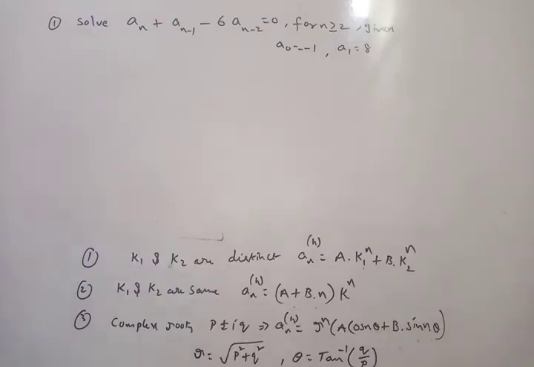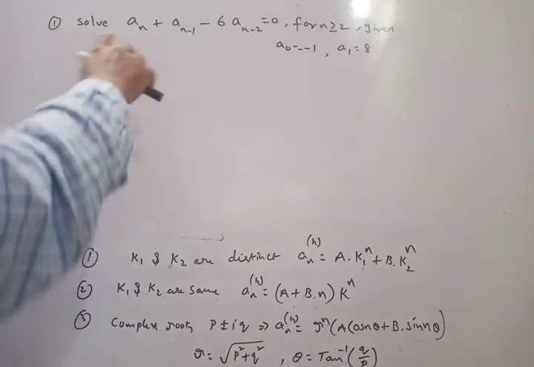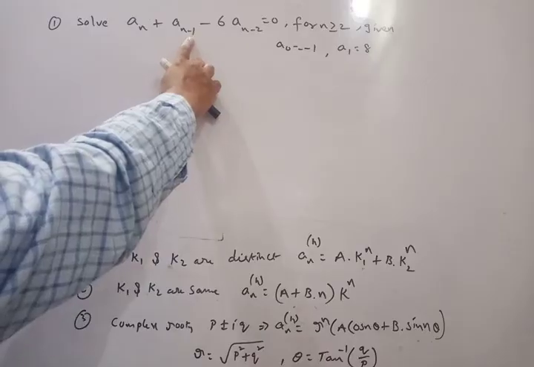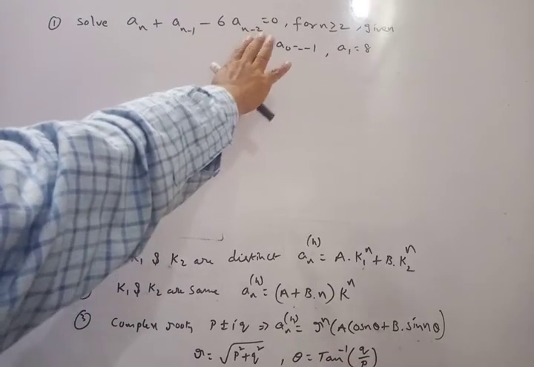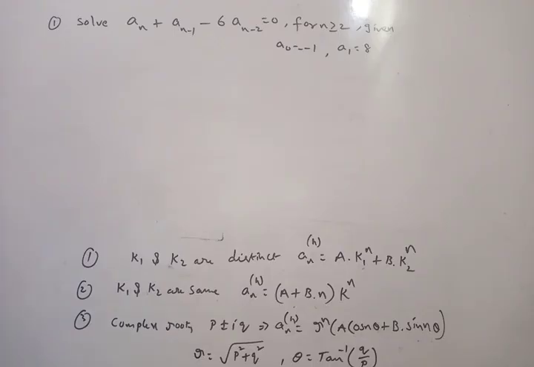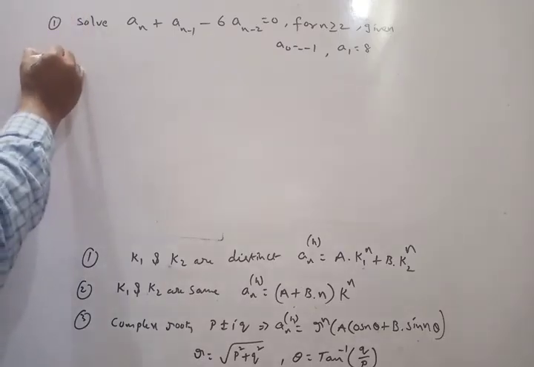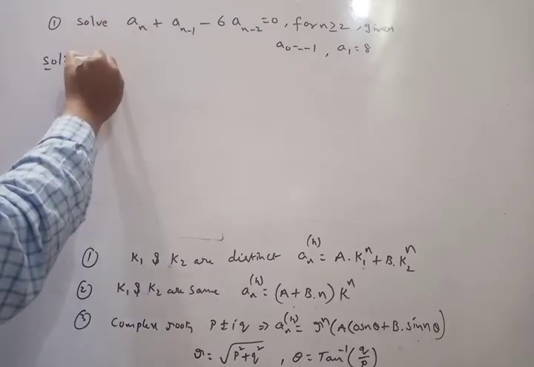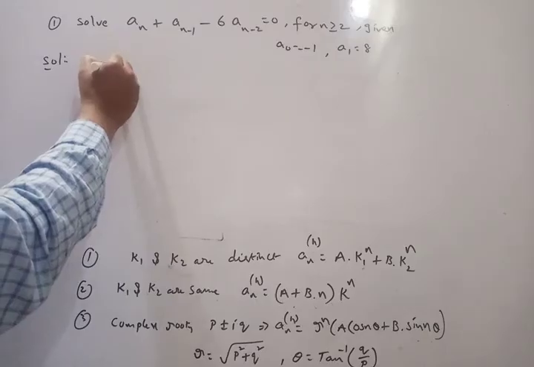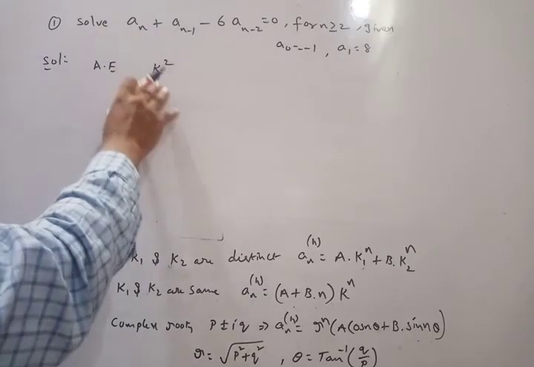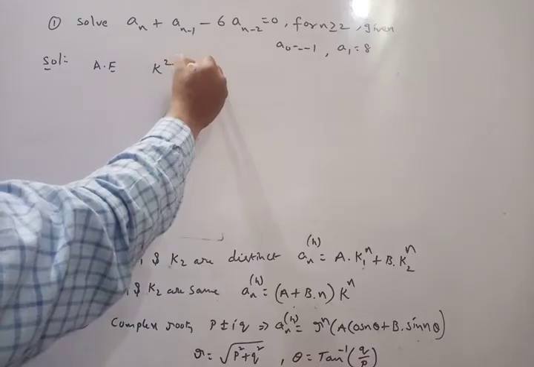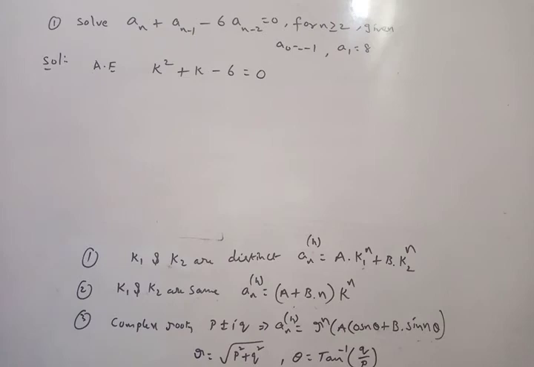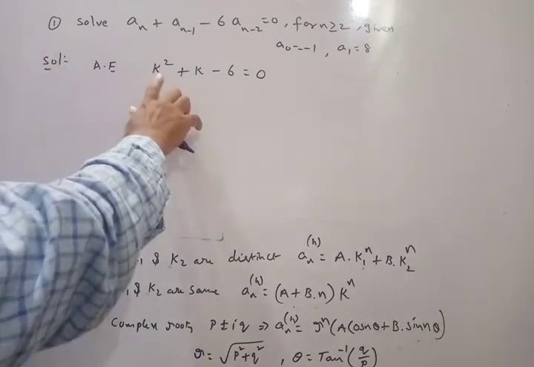First of all, identify which type of recurrence relation it is. We have a_{n-1}, a_{n-2}. So nth term, n-1, n-2. So it's a second order recurrence relation and homogeneous, as on the right side we don't have anything. Now how to solve this? First, we have to write the auxiliary equation. In place of a_n we take k², a_{n-1} can be taken as k, and a_{n-2} can be taken as k⁰, that means 1. So k² + k - 6.